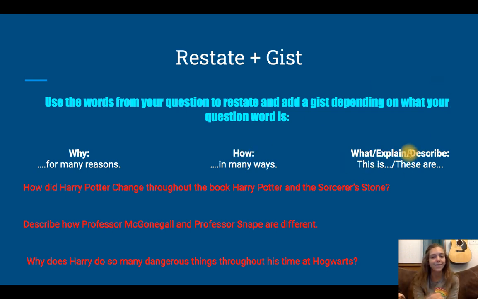Then you have what or explain or describe, and those just go at the beginning of the sentence. They go before your restate. And you can either use this is or these are. You have to try those and figure out which one is going to match up with your restate. Are you giving 1 reason or 1 example, or are you giving multiple? Most of the time you're going to use these are, but it depends on the wording of your restate too. So just be careful, make sure it makes sense as you go through.